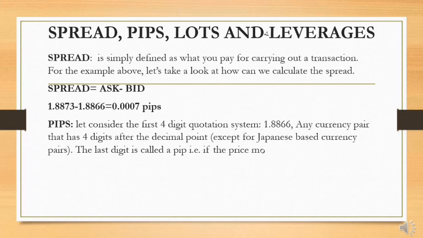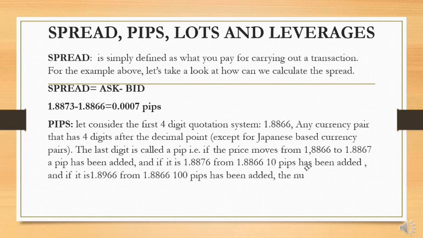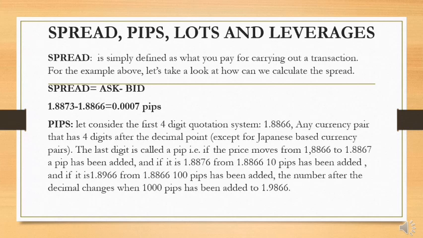The last digit is called a pip. That is to say, if the price moves from 1.8866 to 1.8867, a pip has been added, and if it goes from 1.8866 to 1.8876, 10 pips have been added, and if it goes from 1.8866 to 1.8966, 100 pips have been added. The number before the decimal changes when 1,000 pips have been added, to 2.8866. You might reverse this video back so you understand what pips is all about.